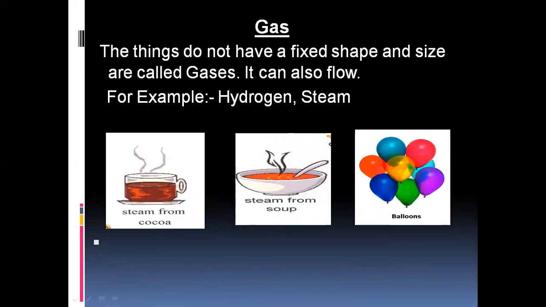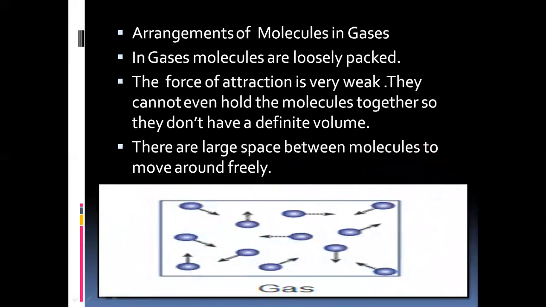Next, let's talk about gases. The things that do not have a fixed shape and size are called gases. They can flow very easily. Some examples are hydrogen, oxygen, carbon dioxide, even steam is an example of gas. Now, what is the arrangement of molecules in gases?